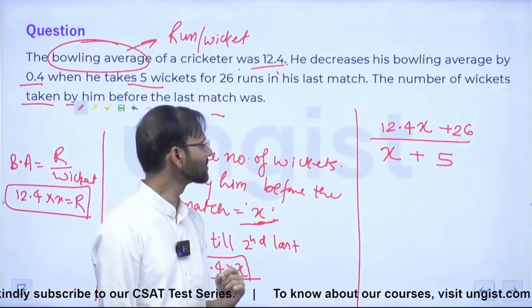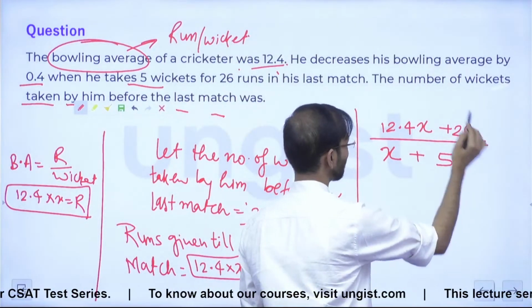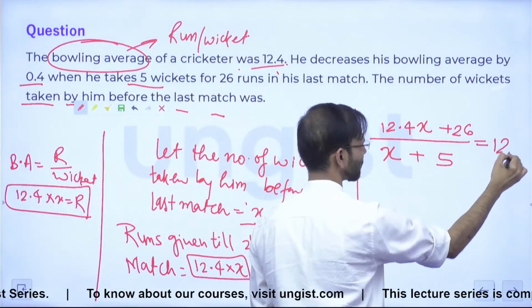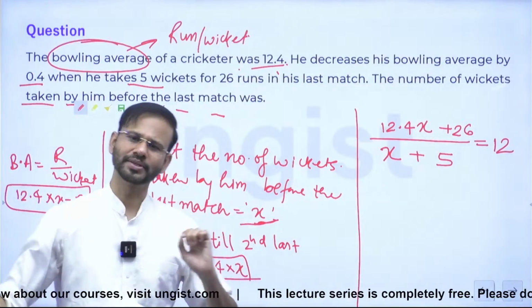Now his average is what? His average is reduced by 0.4. So initial average is given as 12.4, the average is reduced by 0.4, so now his average becomes 12. Everybody clear now? This is the equation, right?